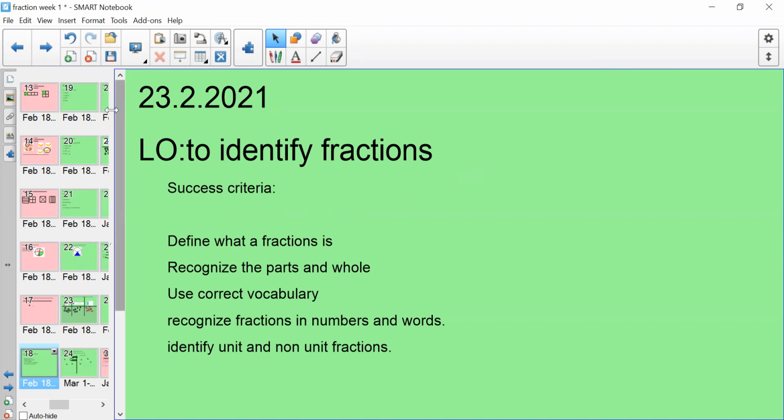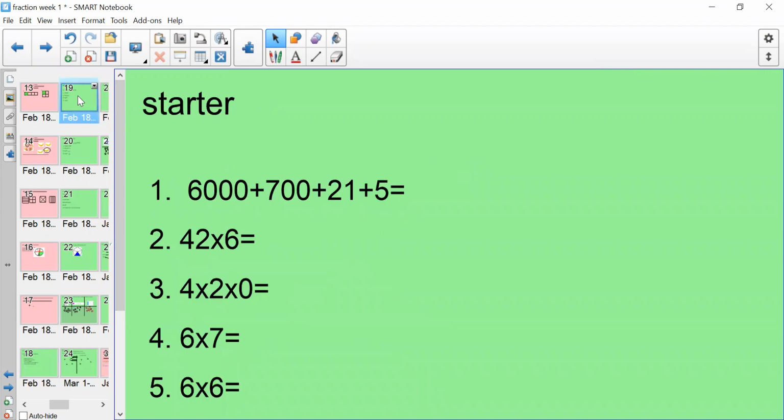Before we begin our lesson, we're going to do our starter. Try and do this within 5 minutes. Pause the video now and have a go on a piece of paper at home.